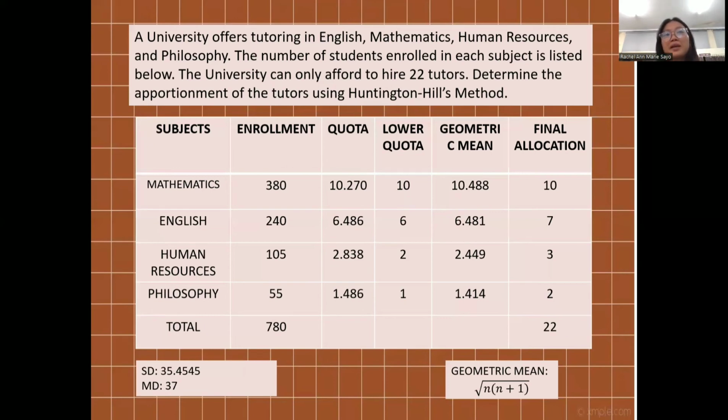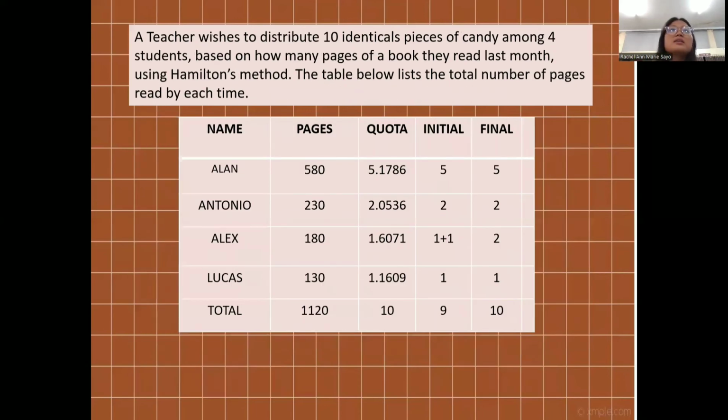Okay. Next, lastly, a teacher wishes to distribute 10 identical pieces of candy among 4 students, based on how many pages of a book they read last month, using Hamilton's method. So this one is also Hamilton's method. If we can still remember, we have discussed Hamilton's method earlier. First things first, we are just going to use the same procedure for this problem solving.